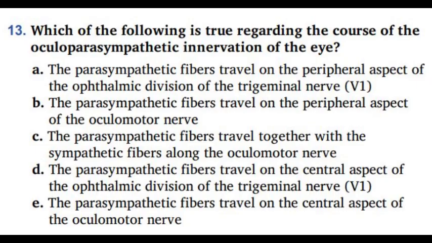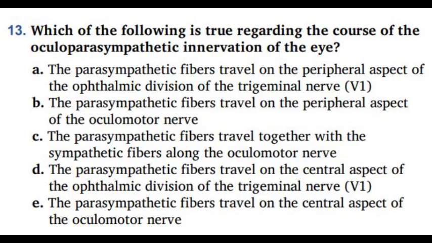Now, a very important question: what kind of fibers actually travel alongside the ophthalmic division of the trigeminal nerve, V1? You can recall the sympathetic fibers travel alongside the V1 trigeminal nerve, the ophthalmic division. So the next question: the parasympathetic fibers travel on the peripheral aspect of the oculomotor nerve. We established that that's correct. So B is correct. Let's look at C.